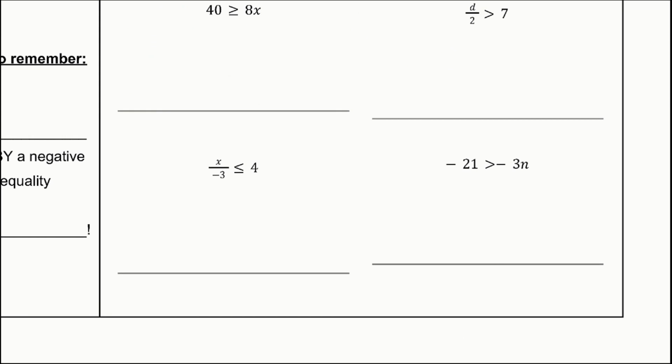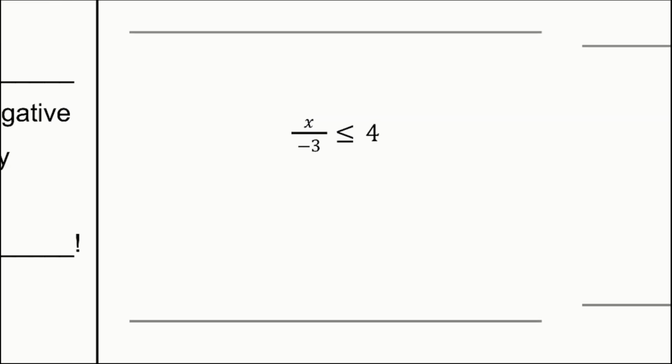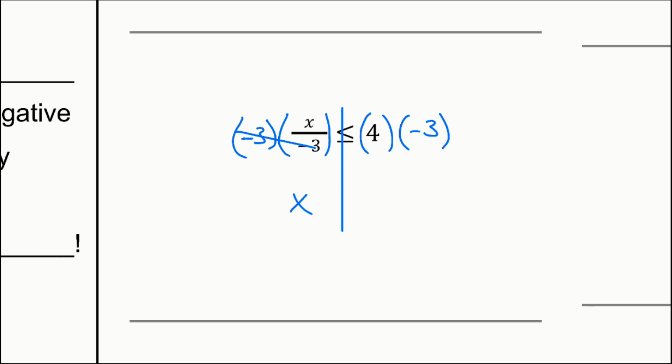So these work pretty much the same. There's one other thing that we have to take into consideration, okay? So as I'm solving this, think about, we've got a fraction here. That's a division problem. The inverse of division is multiplication. So I'm going to multiply everything by a -3. Okay? Multiply everything by a -3. Now what's going to happen is these -3's will cancel. The x will come down. 4 times -3 gets me a -12.